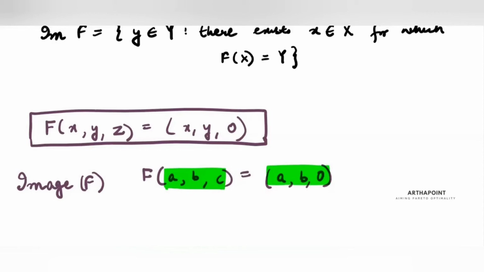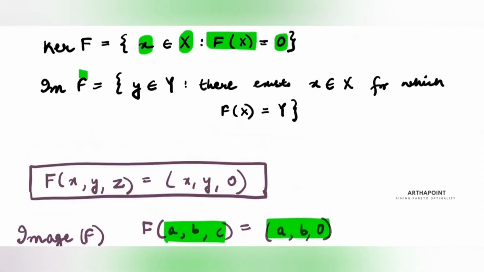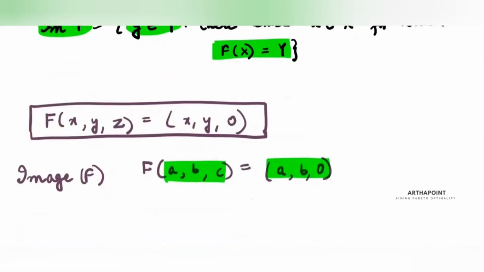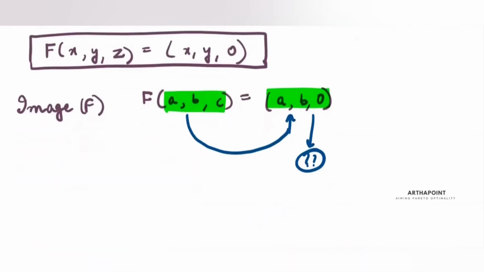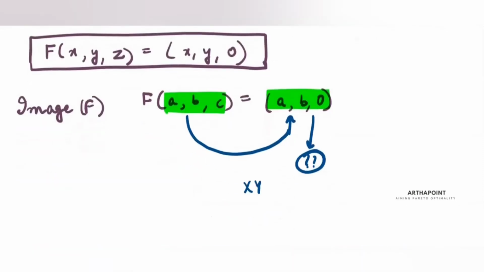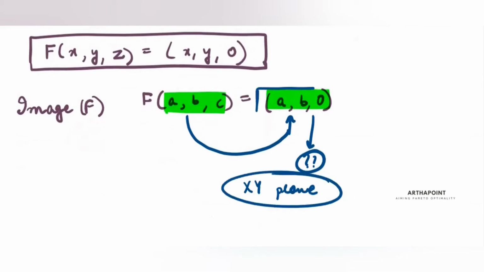Right? Isn't it? So now it is saying that the image of the function is any y such that f of x is equal to y. So what is this y, such that you will get f of x equal to y? This is nothing but the xy plane. Where is your image defined? Your image is defined in the xy plane.